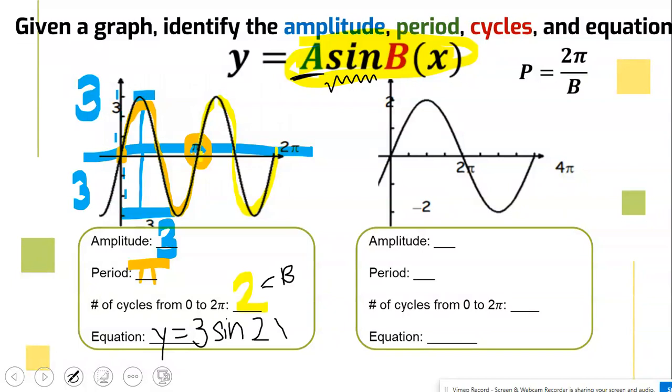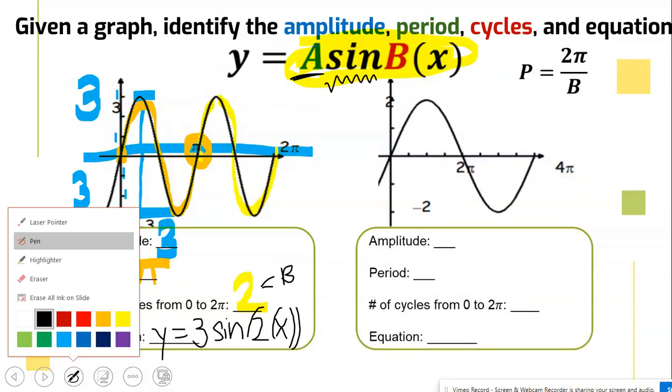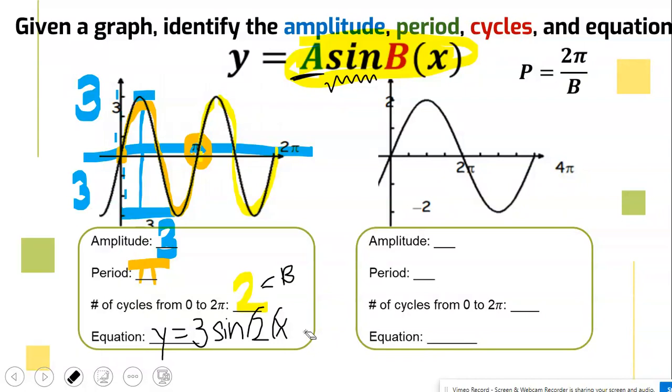And you can put parentheses right next to it. A lot of times people will put parentheses here. Some will put them here. Some won't put any at all. Honestly, I think I'm going to do it with no parentheses at all. Just know that B comes after sine.